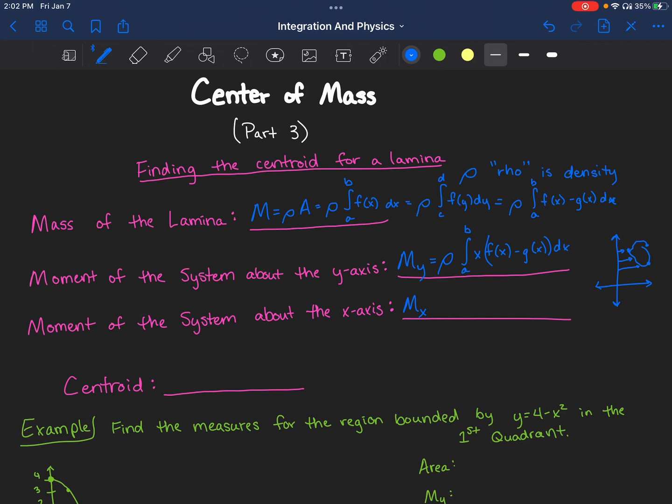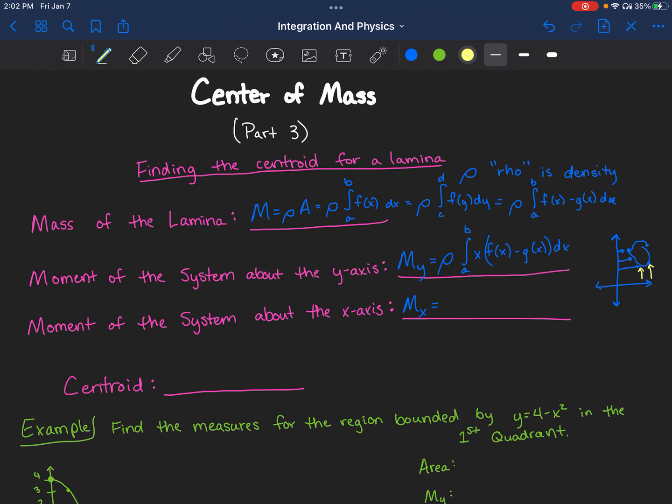Now, the formula in this case is going to be a little bit different when I try to do the x-axis. Because if I want to figure out how far it is from the x-axis, I'm not actually going to use an x value. I'm going to be using y's here. And that's going to be the distance between the point in the region and the x-axis.